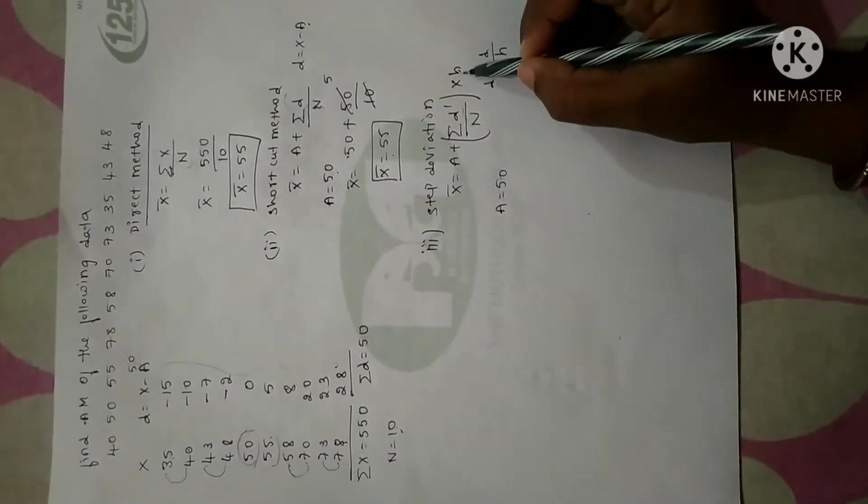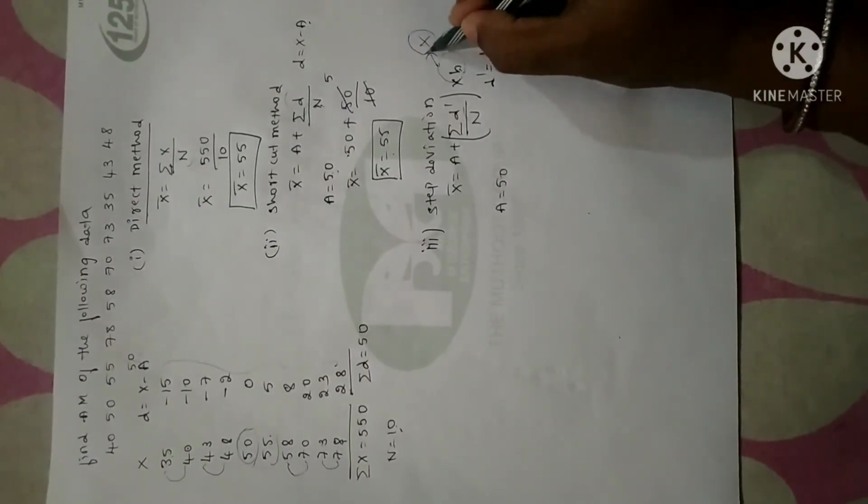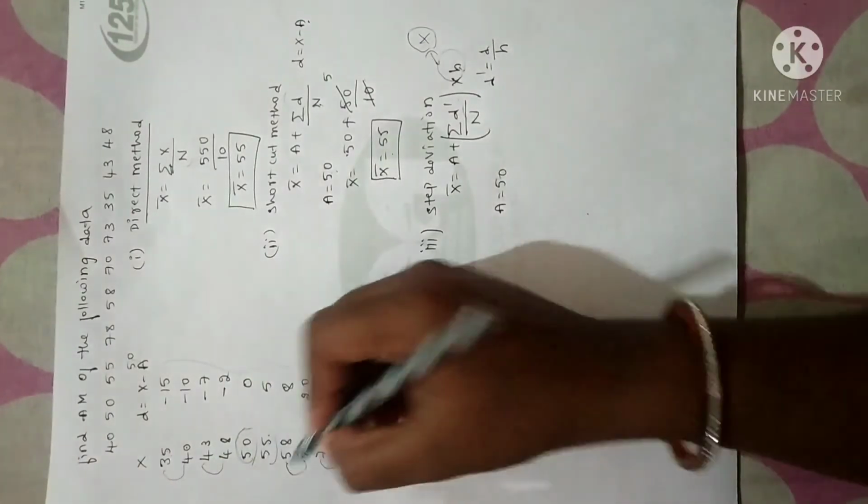So h is the common difference. Remember, h is the common difference. We are going to select this value from the x column. So the x column we have here. Let me find the common difference, the difference of the two values.